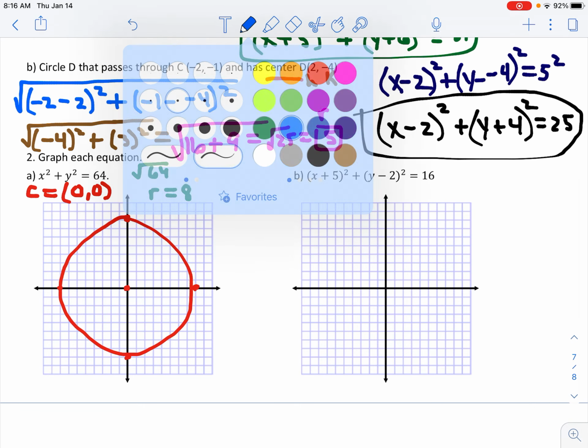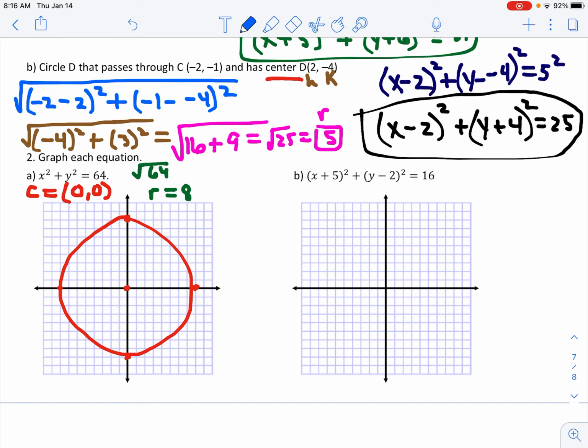All right, last one, and then we'll get into some practice. Remember, to find the center, we want the opposite of what's in the parentheses. So my center will be opposite of positive 5 is negative 5. Opposite of negative 2 is positive 2. So we find our center by taking the opposites. Remember, to find the radius, I'm going to take the square root of 16, which will tell me that r is equal to 4.